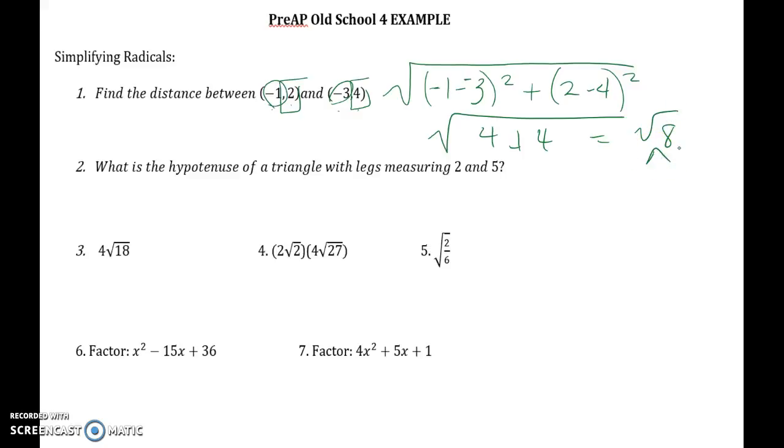Now, to break that down, you need two numbers, and one of them must have a square root. So this is what it looks like broken down. The square root of 4 is 2. The square root of 2 stays the square root of 2. So this would be what you want for something like number 2. All right, the next one.